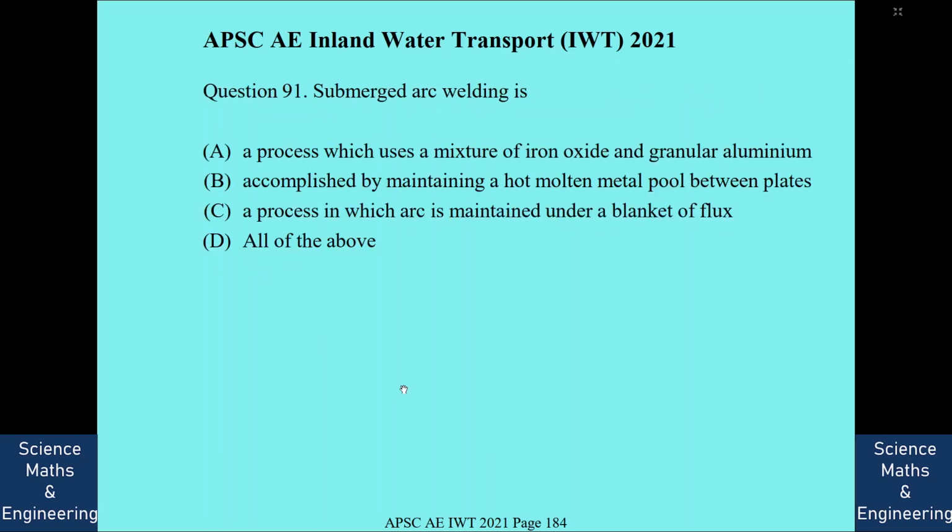Next, submerged arc welding is A, a process which uses a mixture of iron oxide and granular aluminium, B, accomplished by maintaining a hot molten metal pool between plates, C, a process in which the arc is maintained under a blanket of flux, or D, all of the above.